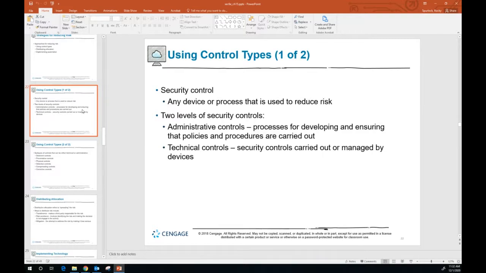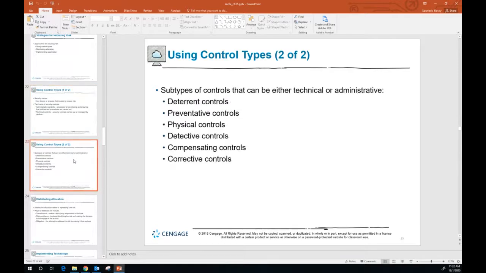So we use control types, security controls. That's any device or process that's used to reduce the risk. We've got two levels of security controls. You have administrative controls. That's the process for developing and ensuring that policies and procedures are carried out. And you have technical controls. Those are security controls that are carried out or managed by devices.